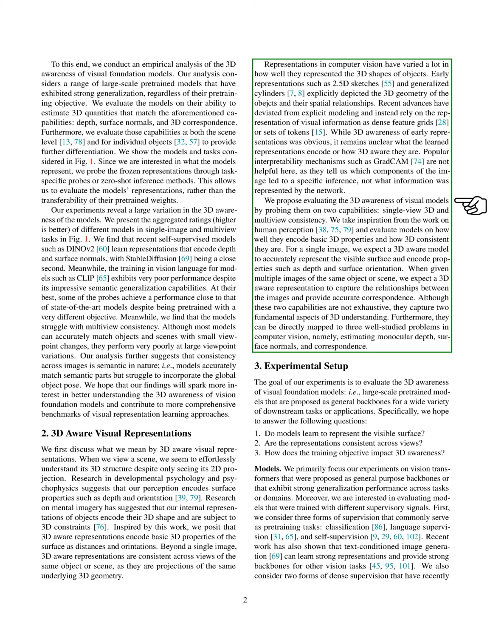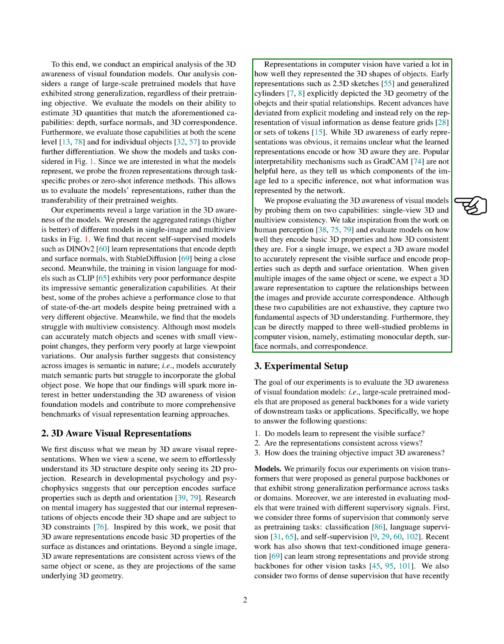Common interpretability methods like GradCam show which parts of the image influenced a specific decision, not what information the network represented. To evaluate the 3D awareness of visual models, we propose testing them on two abilities: single-view 3D and multi-view consistency. Drawing inspiration from human perception studies, we assess how well models encode basic 3D properties and how consistent they are in a 3D context.